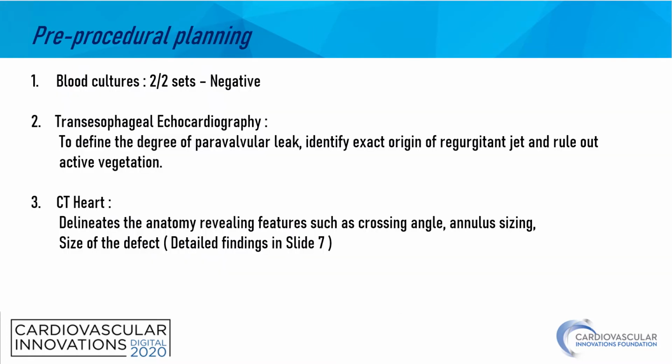Pre-procedural planning for elective paravalvular leak closure includes a negative set of blood cultures, proving that the patient is no more bacteremic, transesophageal echocardiography just before the procedure to define the degree of paravalvular leak, identify the exact origin of the regurgitant jet and rule out active vegetation, and CT of the heart, which delineates the anatomy, revealing features such as crossing angle, annular sizing and size of the defect, as detailed in the future slides.